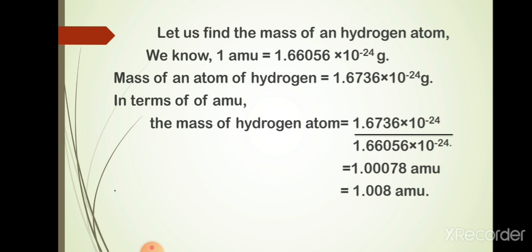Now let us find the mass of a hydrogen atom. We know that 1 AMU is equal to 1.66056 into 10 raised to minus 24 gram. Mass of an atom of hydrogen is equal to 1.6736 into 10 raised to minus 24 gram. Thus, in terms of AMU, the mass of hydrogen atom is equal to 1.6736 into 10 raised to minus 24 divided by 1.66056 into 10 raised to minus 24. That is equal to 1.0078 AMU.